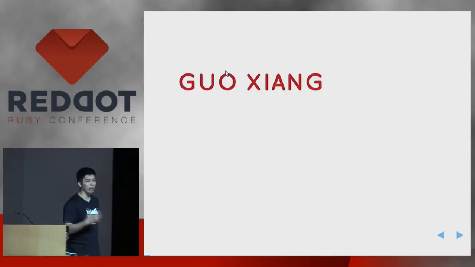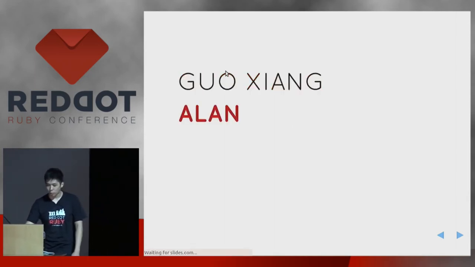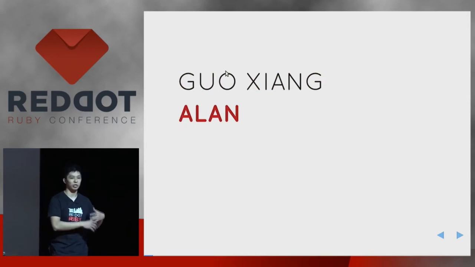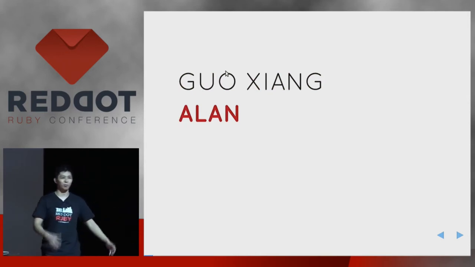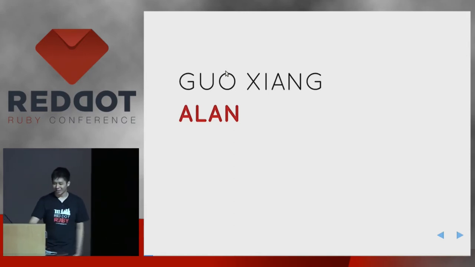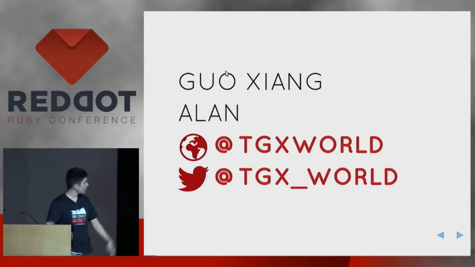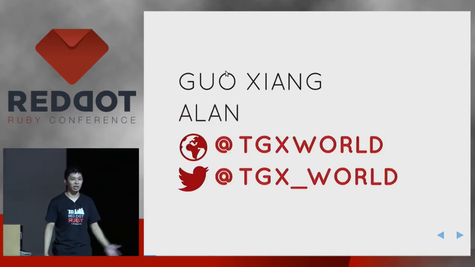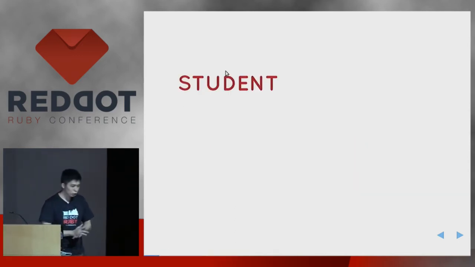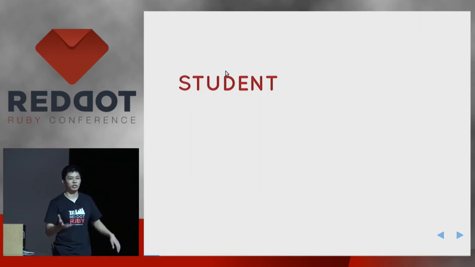So before that, I'm Guo Xiang. I go by the pseudonym of Alan, because sometimes when you introduce yourself to people, like when I was spending a year in the States, I go, I'm Guo Xiang, then you get that awkward silence, because they can't pronounce your name. So that's my pseudonym. On the internet, I'm known as TGX World. Twitter is TGX_World. So I'm actually a student at the National University of Singapore.